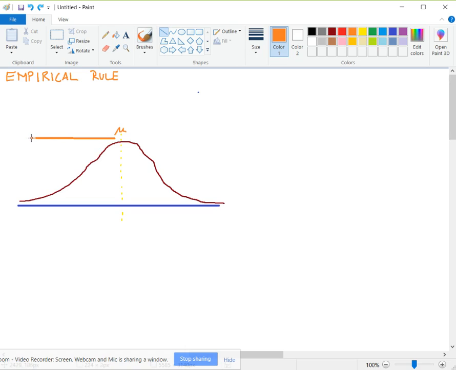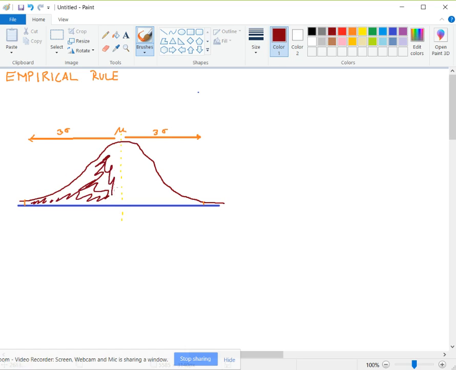distance of 3 standard deviations, so we're going to head in this direction 3 sigmas, and I were to do the same thing on the other side, head in this direction a distance of 3 standard deviations, or 3 sigmas, then 99.7% of the data of the distribution would be under the curve here.